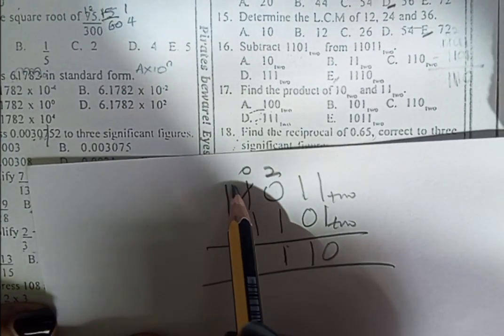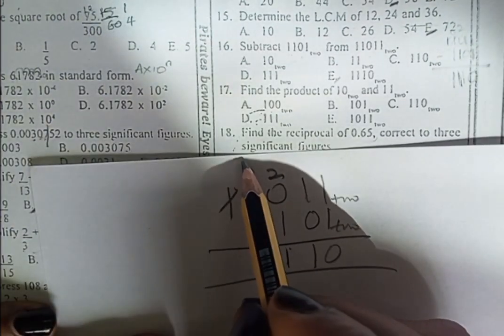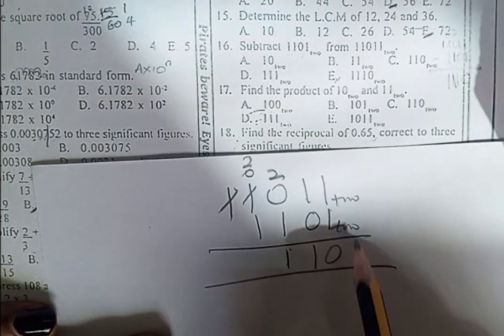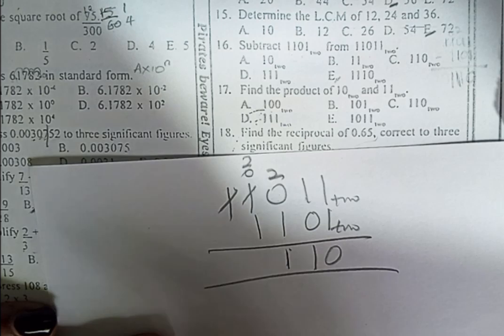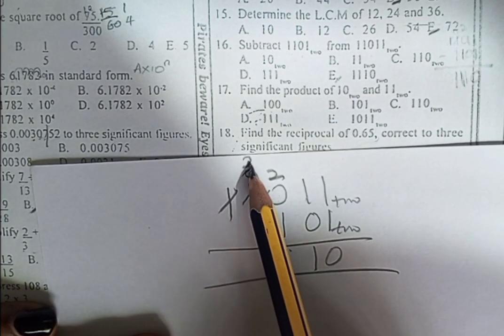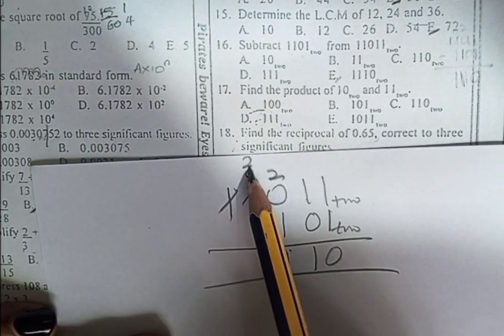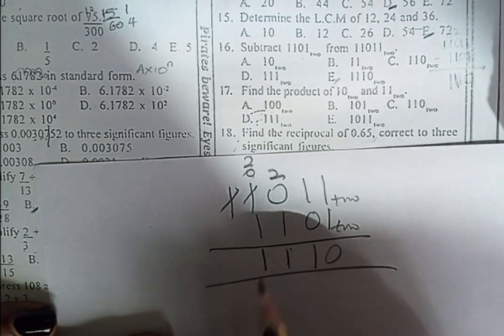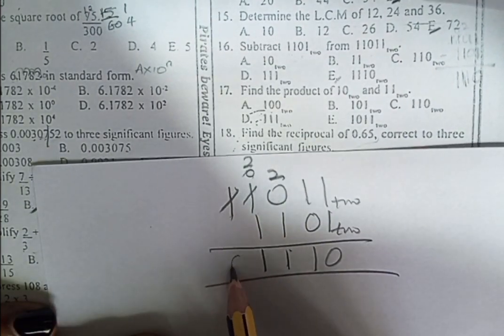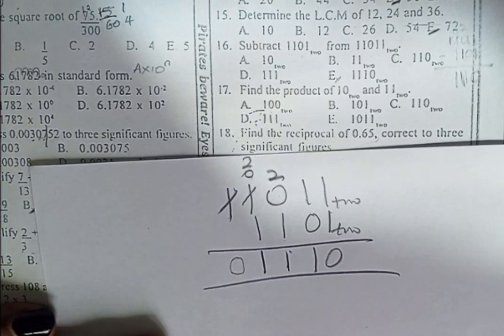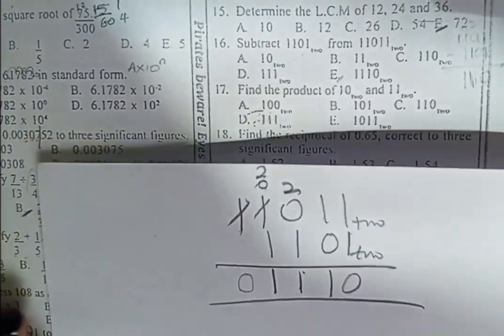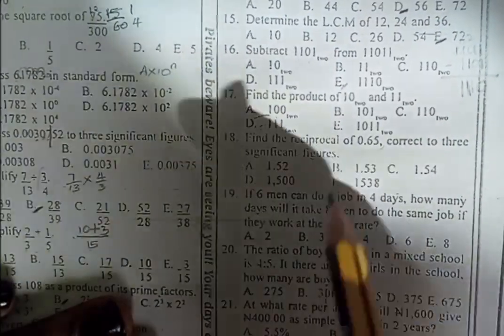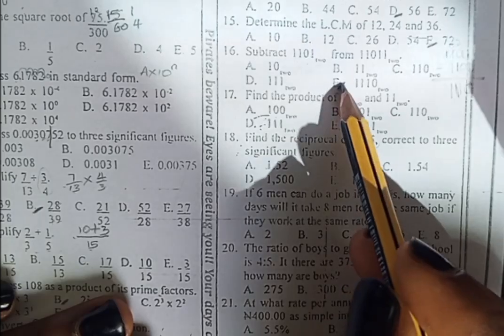So I have to come here again and borrow 1, which is equivalent to 2 here, because it's binary, base 2 we are talking about. So the one I'm bringing is 2. So 2 plus this 0 is 2. So 2 minus this 1 now will give us 1. Here is 0. I don't have to write that. It's already 0. So the answer is 1110. Okay? So 1110, that's option E.